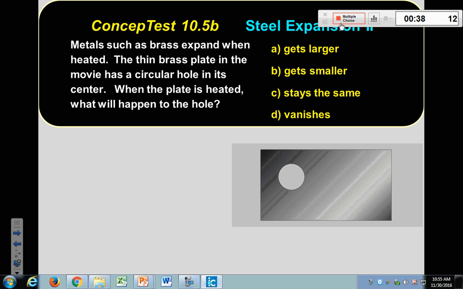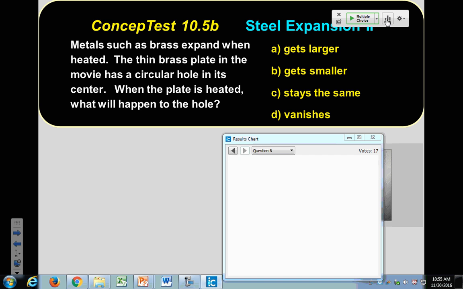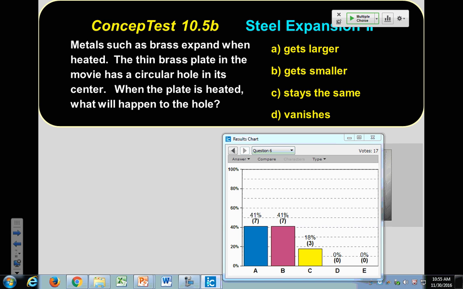All right, we're sort of split up on what we think the answer is. I'm going to stop at 45 and I'll show you. Okay, the answer is A. It gets bigger. The hole will get bigger.